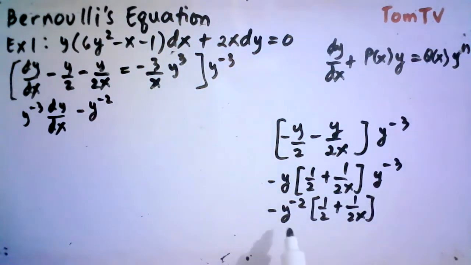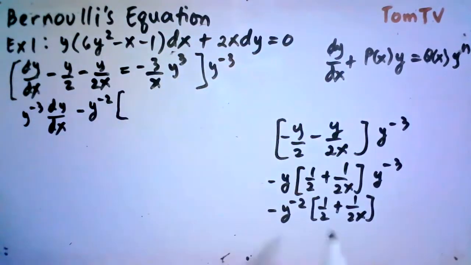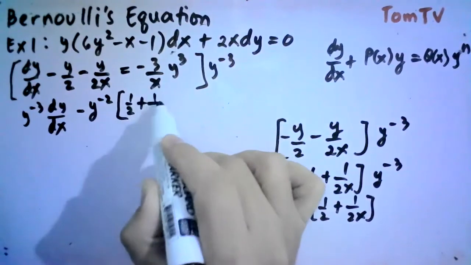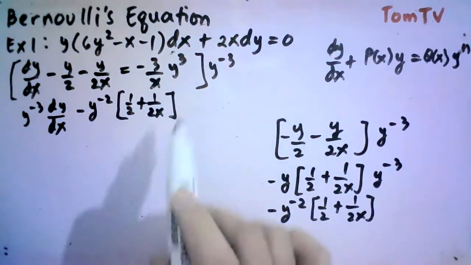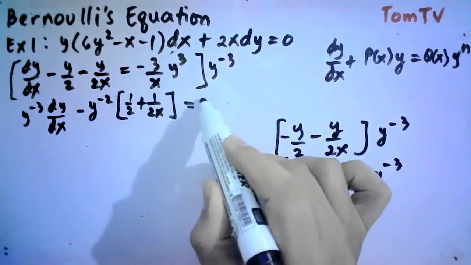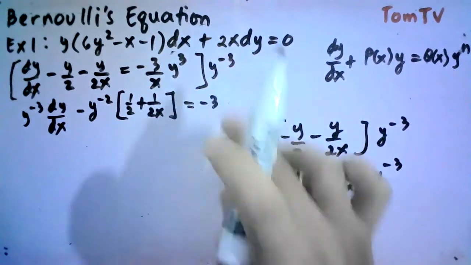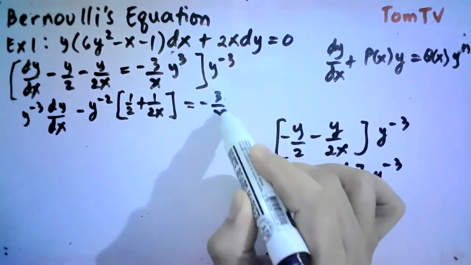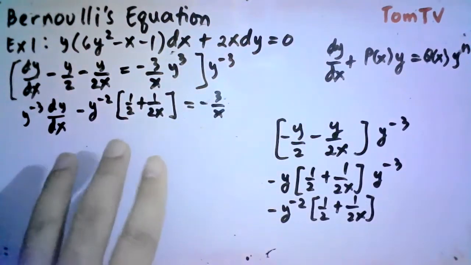So I will write here y negative 2 times (1 half plus 1 over 2x). What remains on this part is negative 3 over x. So we have the value of this part.